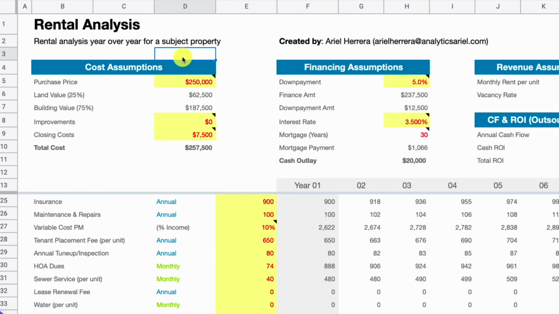I do plan to eventually turn this into a programmatic worksheet where you'd be able to just enter maybe the address and how much down payment you expect to put down, and automatically the spreadsheet would generate.